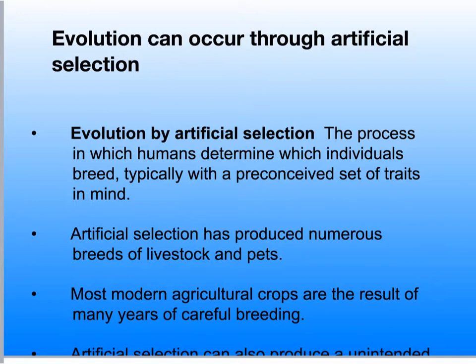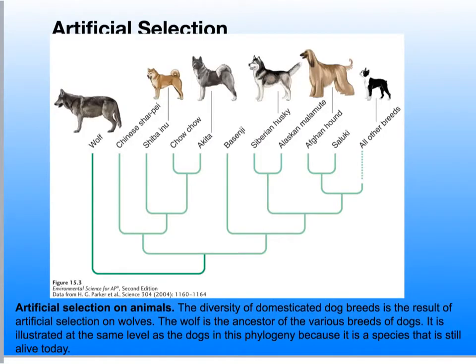Most modern agricultural crops are the result of many years of very careful breeding. Pretty much all the food that you eat has been artificially selected for. So here we have a phylogenetic tree of dogs. The diversity of domesticated dog breeds is basically a result of artificial selection from wolves. This one wolf ancestor species created this variety of dog breeds. You can see it illustrated here because this species is still alive today, and we can test their DNA.